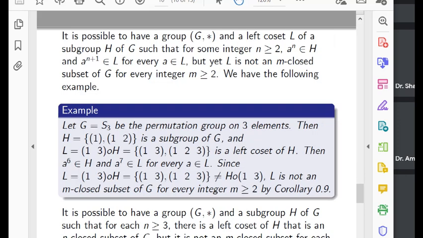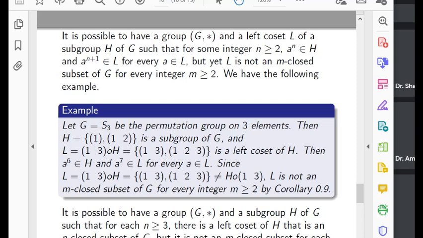Okay, here is another example. It is possible to have a group and a left coset L such that for some positive integer n, a to the n is in H, and a to the n plus 1 is in L for every a in L, but L is not an M closed subset for every integer m bigger than or equal to 2. And here is the example.